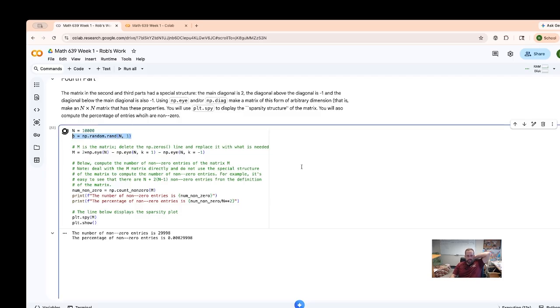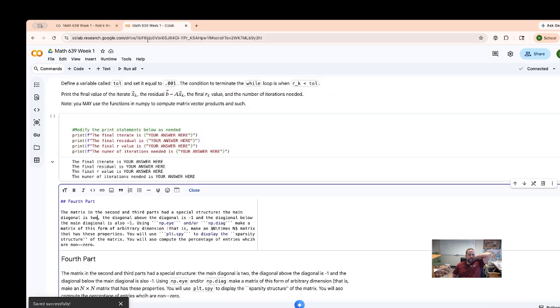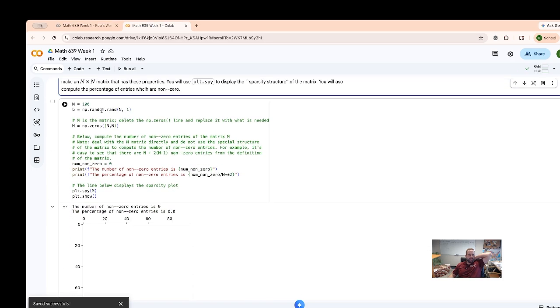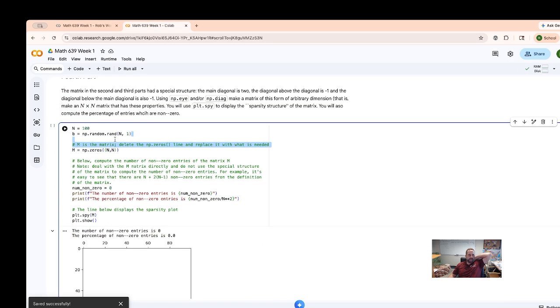This b vector here is also spurious. It is from a different iteration of the project, so I'm going to go ahead and get rid of it here.